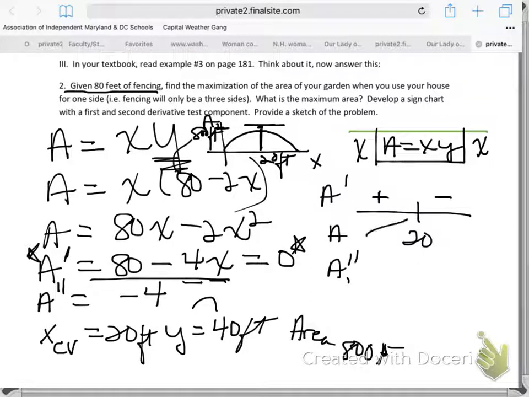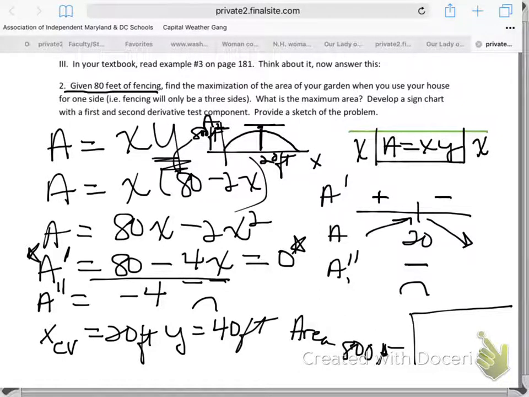Therefore, my function is going to go up and then down. And I already know that A prime prime of 20 is negative, and therefore my function looks like that. I would then say in this little box, which I'm not going to write, that because the slope goes from positive to negative at the critical value of 20, and because the second derivative is negative at the critical value of 20, I know that my x will generate a maximum area. So the critical value x equals 20 generates a maximum area of the garden, and that maximum area is 80 feet squared, and also y will be 40 feet.